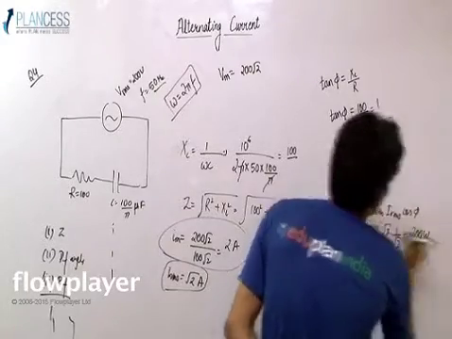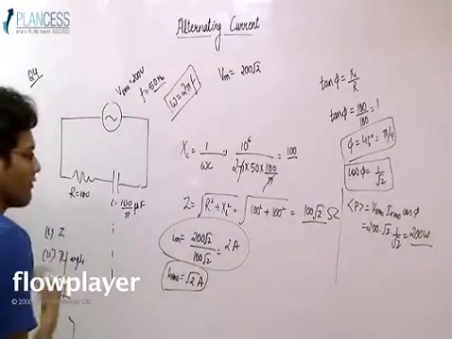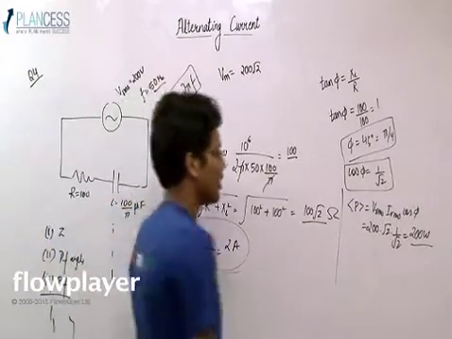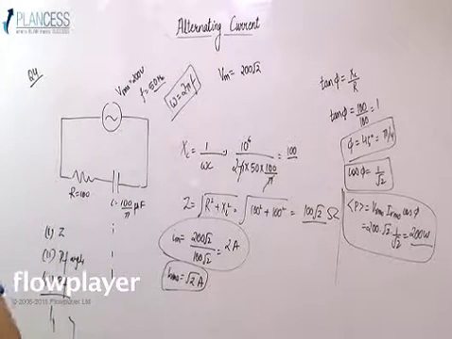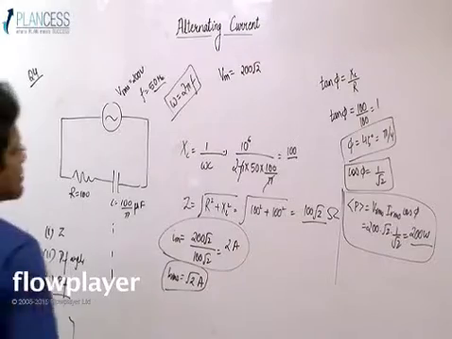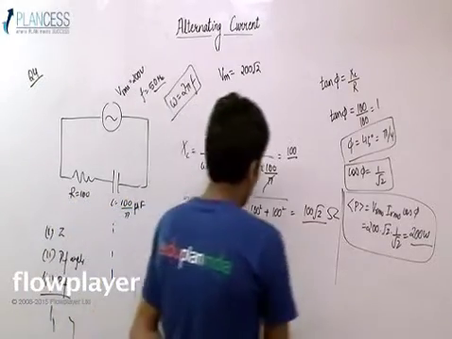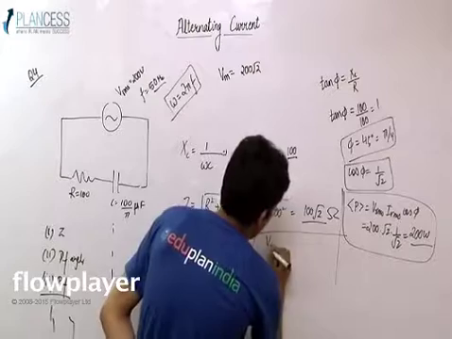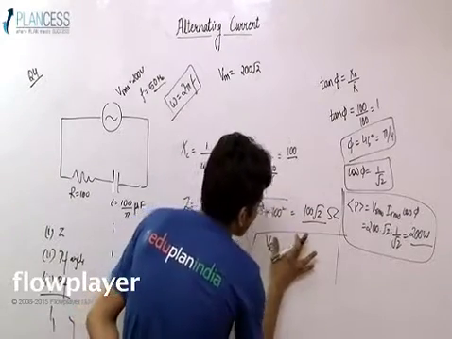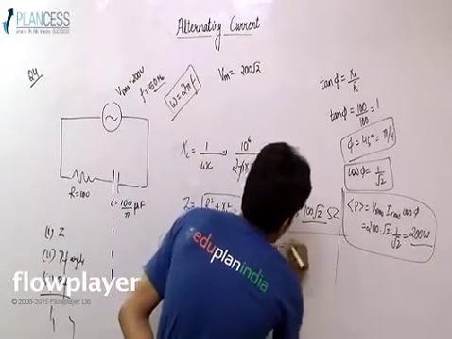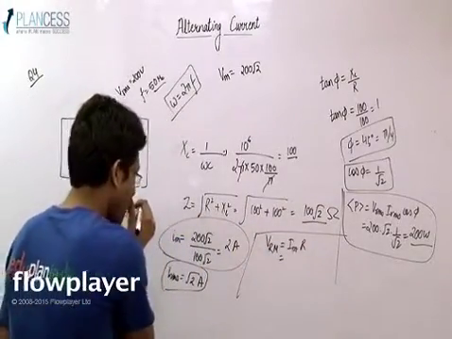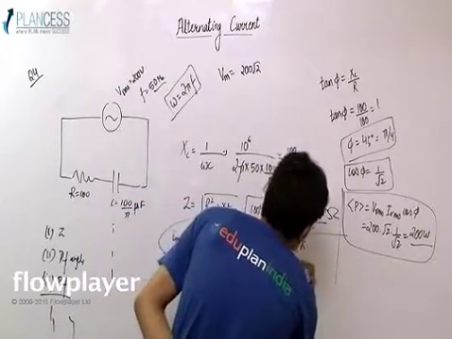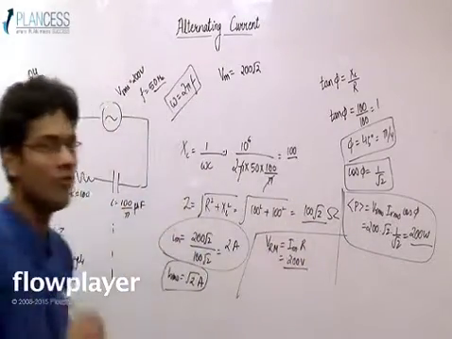So average power is basically 200 watt. So we calculated average power, power factor, power factor angle, IRMS, I maximum, V maximum. Something is left: maximum voltage across R and maximum voltage across C. Maximum voltage across R, VR maximum, would be I maximum into R. I maximum we got as 2 ampere, so 2 into 100, so 200 volt would be the value of VR maximum.